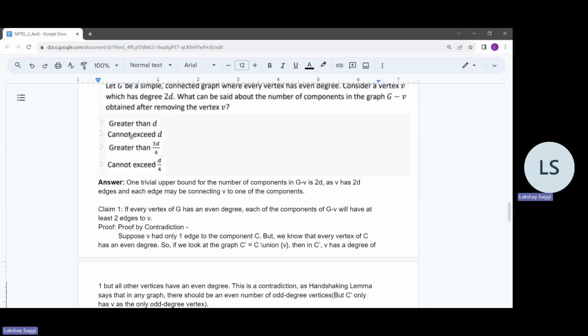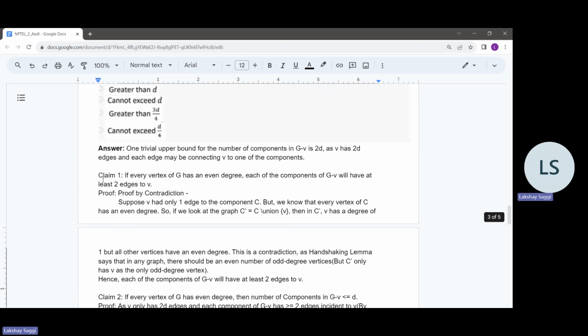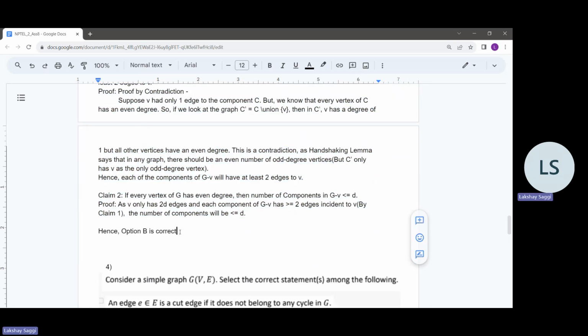So what's the option here? Cannot exceed D is option B here. So this will be the final answer, that it cannot exceed D. So hence option B is correct. So note that even though it was an MCQ, it involved some good claims and stuff like that. So this is a good practice for you guys. So hence option B is correct.